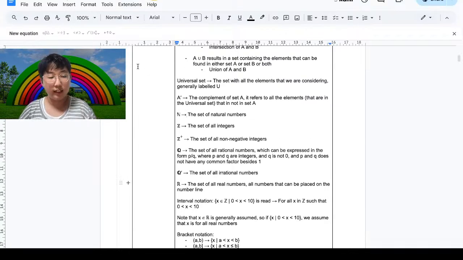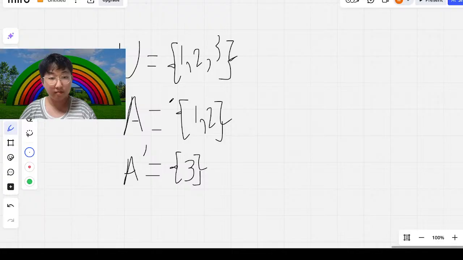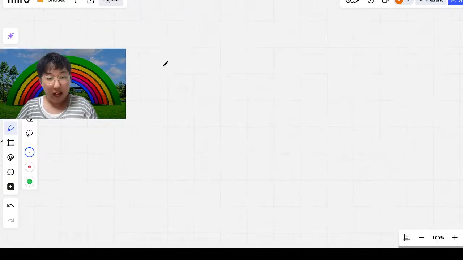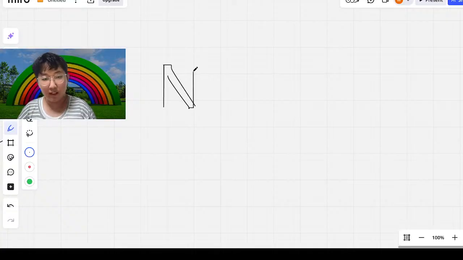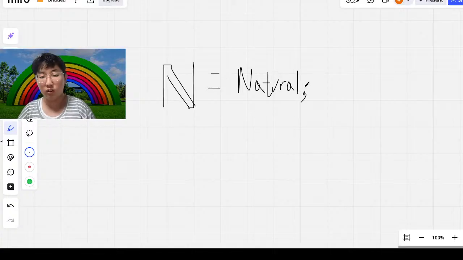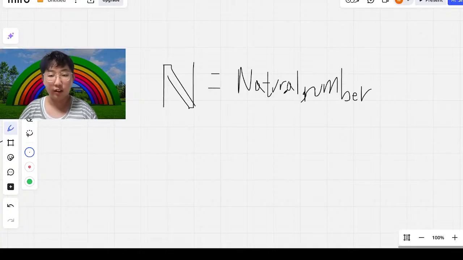Alright, let's look at some commonly defined sets. N is one of the most commonly defined sets. It is the set of natural numbers, the numbers that we are used to growing up with, like 1, 2, 3, 4, counting all the way up. It's just natural, like 1 chair, 2 chairs, 3 chairs. Or it's just the numbers that you can usually count.